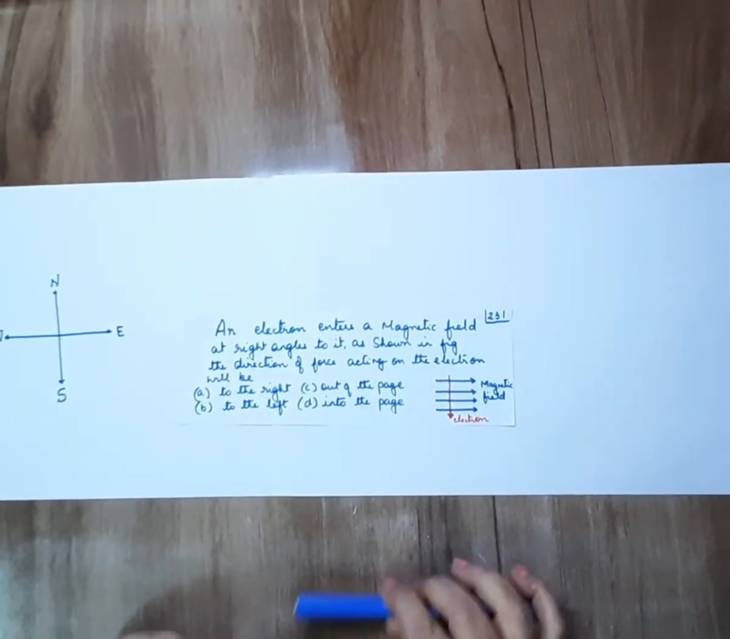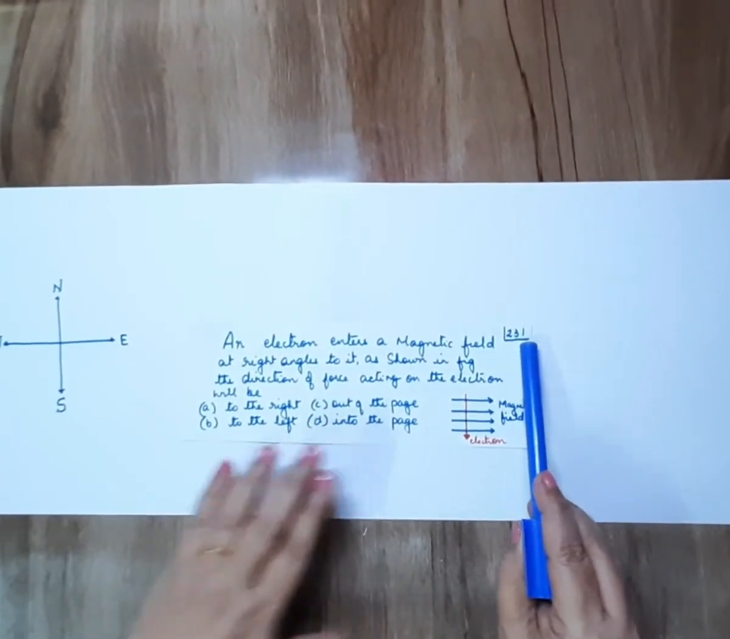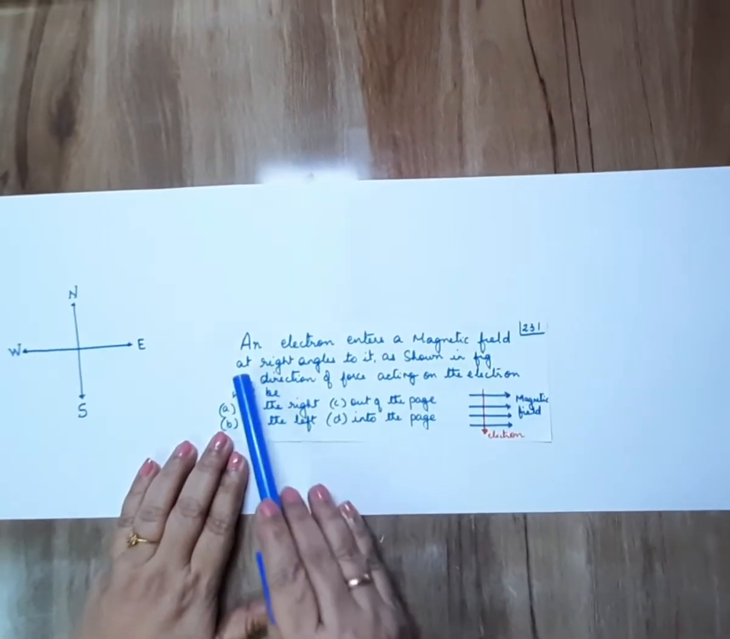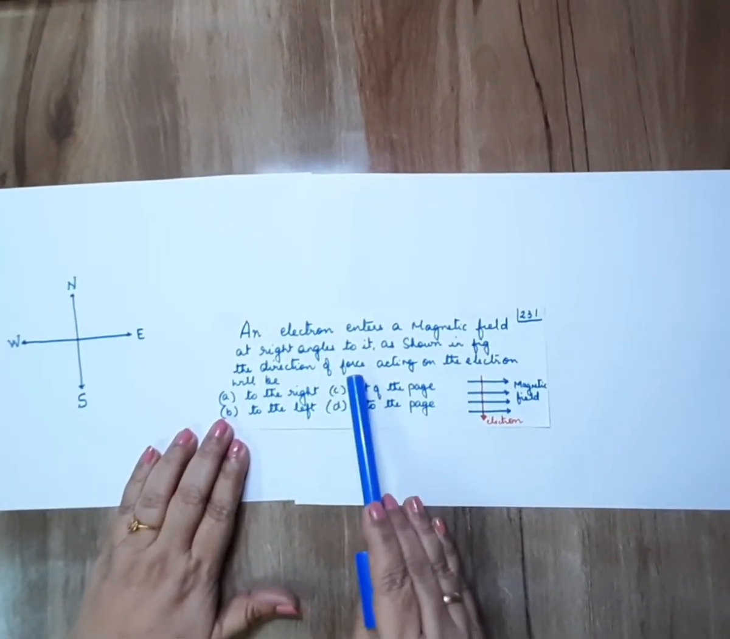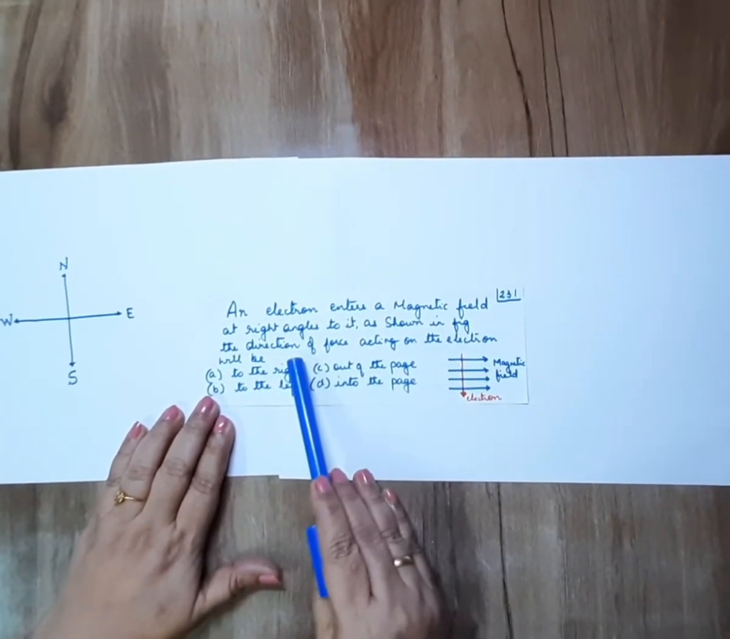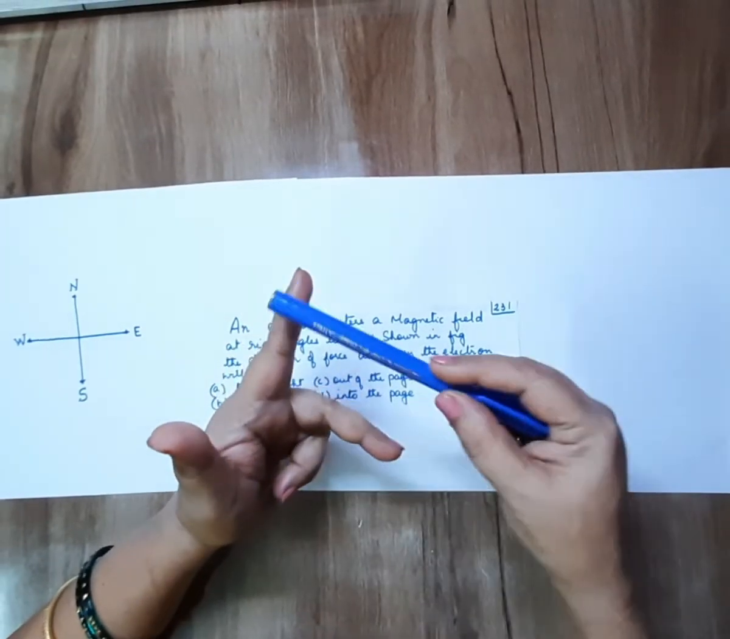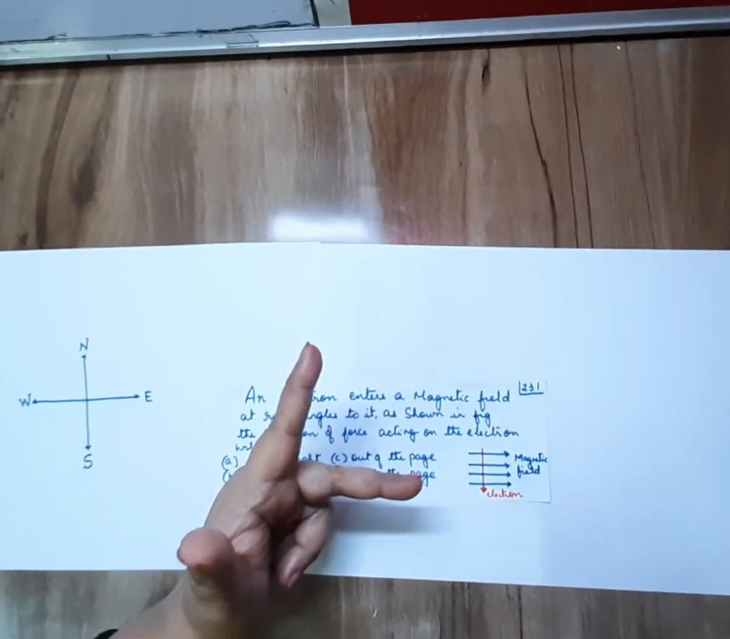So now moving on with the first question. This is from the NCERT textbook, page number 231. The question reads: an electron enters a magnetic field at right angle to it as shown in the figure. The direction of force acting on the electron will be. So according to Fleming left-hand rule, this is force, this is magnetic field and current. So we need to find the direction of the force here.